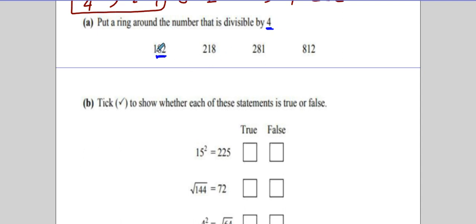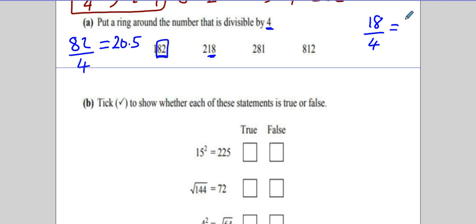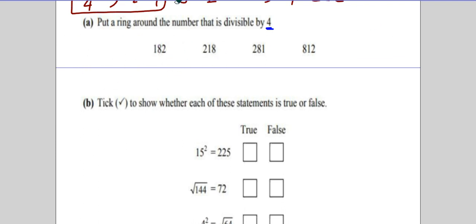Now here the last two digits are 82. When you do 82 divided by 4, you get a decimal, 20.5. And look at the last two digits, 18. 18 divided by 4 is not possible. This leaves a remainder, and that leaves a remainder. And let us check this one.